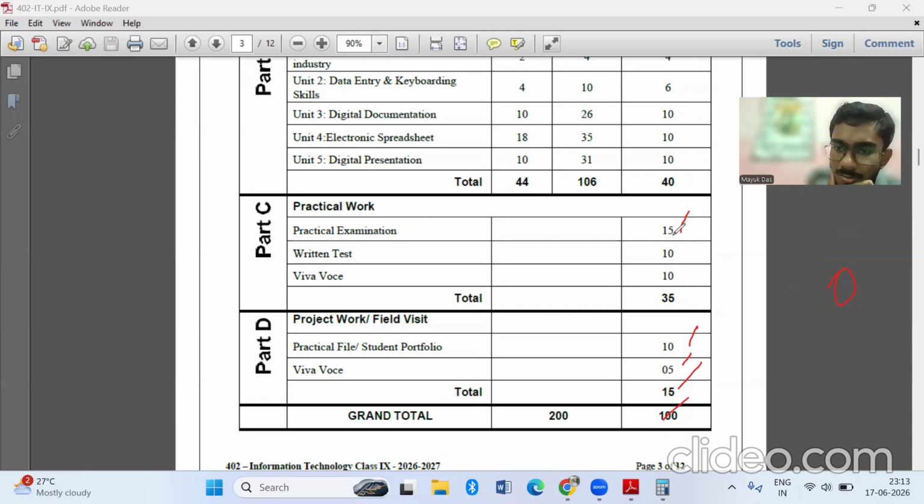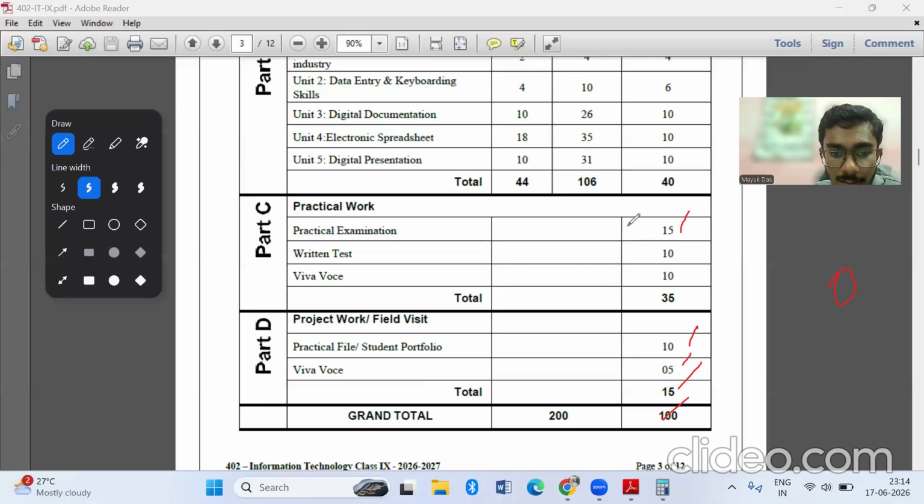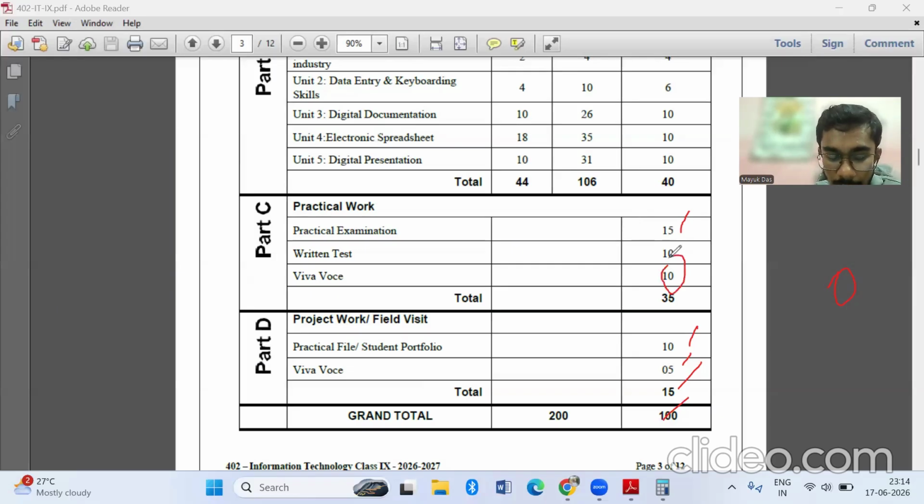You have to do a project, which is based on part B sites, that is documentation, spreadsheet, presentation, so these things. So in part C there is Viva, and in part D also Viva. My part D portfolio will consist of 10 marks and Viva will consist of 5 marks, 15 marks.